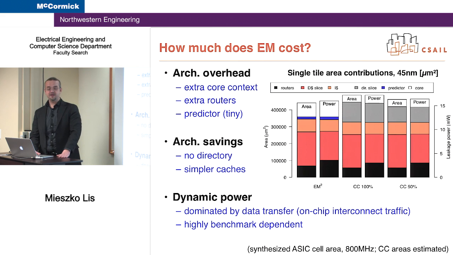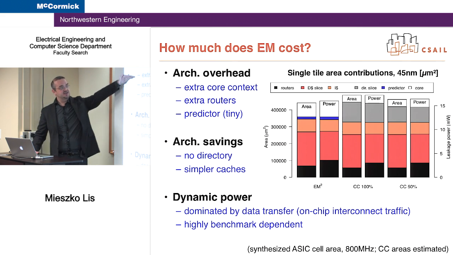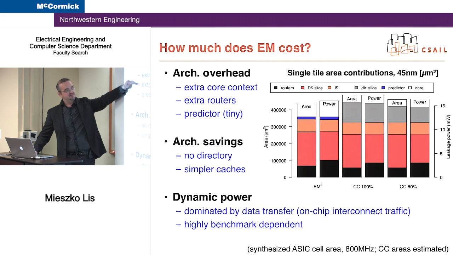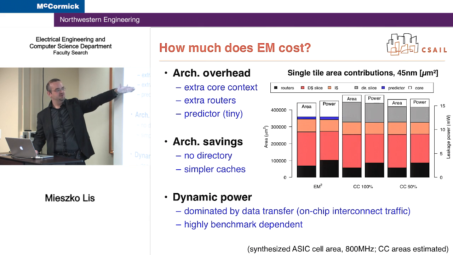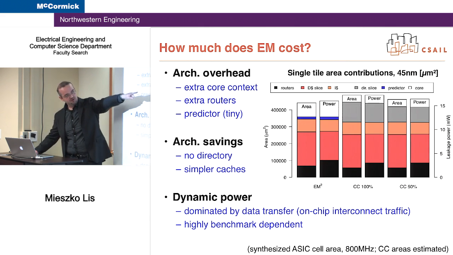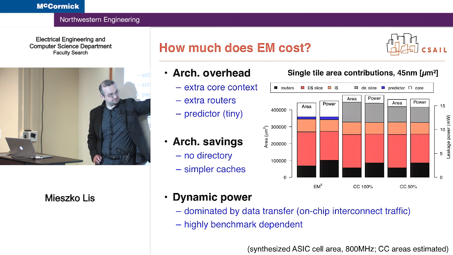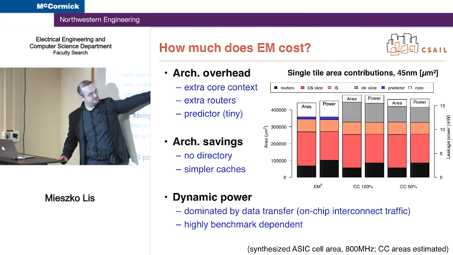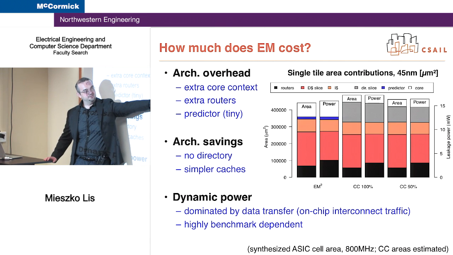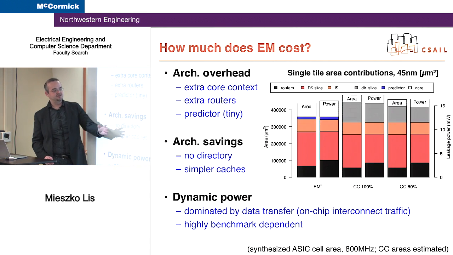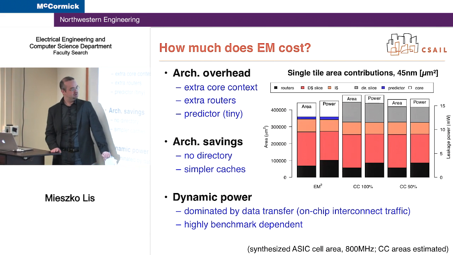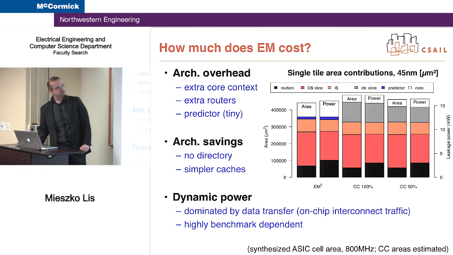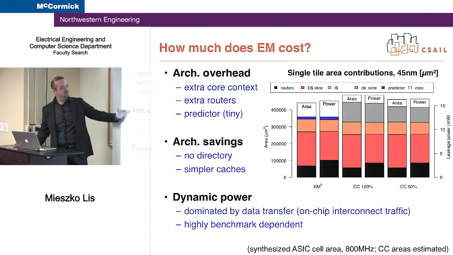So how much does this cost in terms of area? Well, we have this extra core context that I mentioned. We have some extra routers that we could do away with actually, but we just put them in the chip because they're tiny. And this migration predictor, which is tiny compared to the rest of the core. So this is the area of the core in square microns, and the predictor, the blue thing over here, is tiny compared to everything. You can see that the actual memories take up most of the area in the tile.